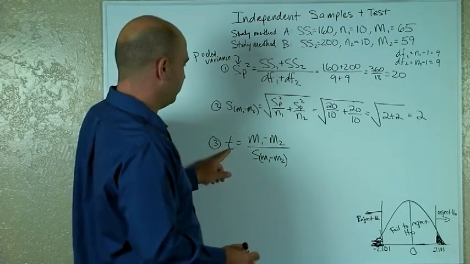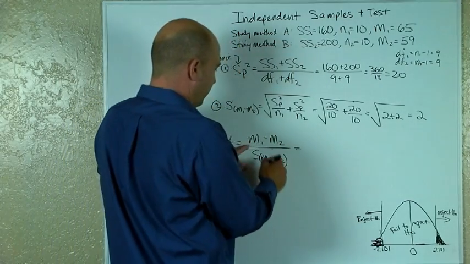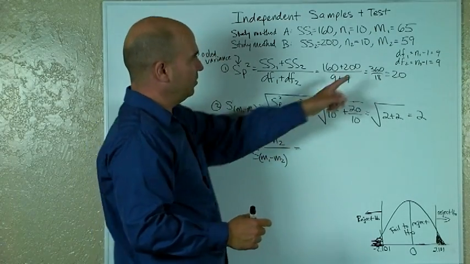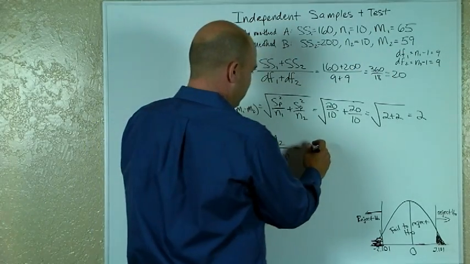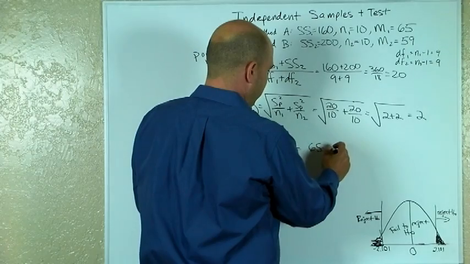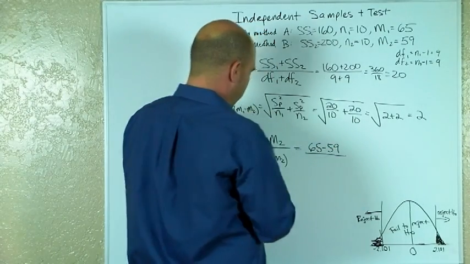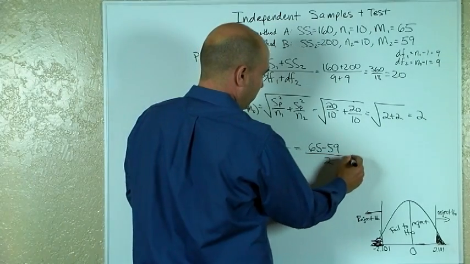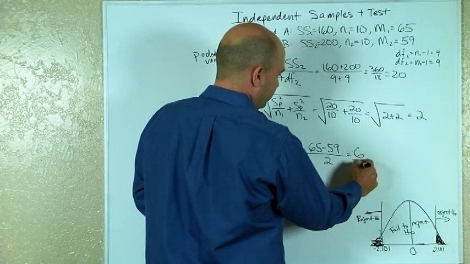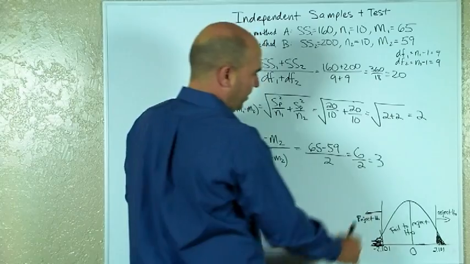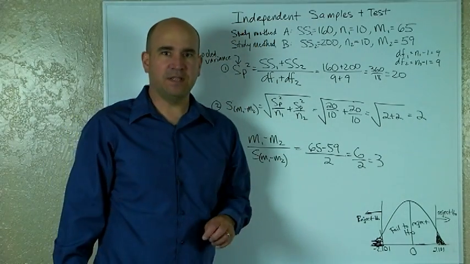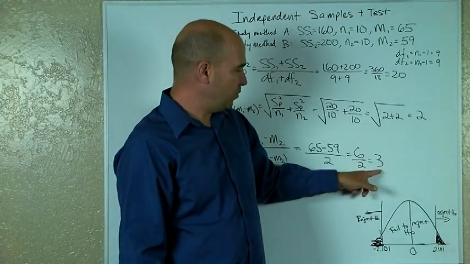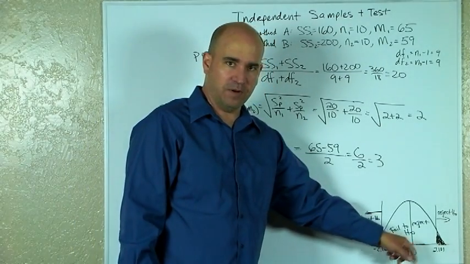Okay, now we can solve for t. So here we have m1, which is equal to 65, and m2, which is 59. So we'll write here 65 minus 59. And the standard error we found previously, that's equal to 2. So this is 6 over 2, or 3. So our test statistic, our t, is equal to 3. So let's go ahead and compare that to the critical values and see where it lies.